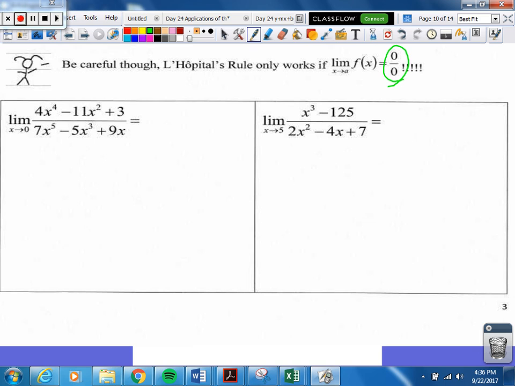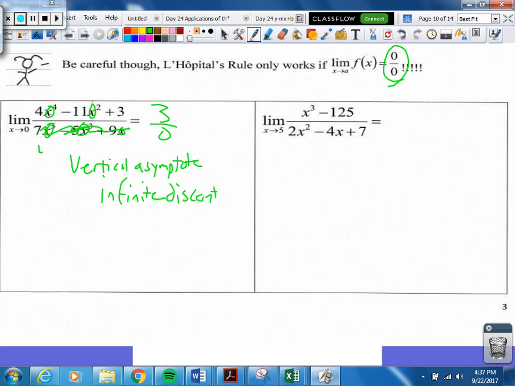So look at this right here. Let's plug in 0. You can kind of do it in your head, right? This is 0, this is 0, this is 0, so all of this doesn't matter. The denominator is 0 also. So 0 is in the denominator if I plug in 0, and I have 3 on top. What does that tell us? That doesn't tell us to use L'Hopital's rule. That tells us that we have a vertical asymptote. Remember that? We have an infinite discontinuity at x equals 0. There you go.